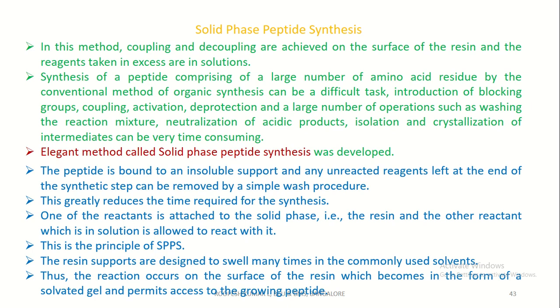The resin supports are designed to swell many times in commonly used solvents. That is, the resin is developed in such a way that it swells, so the surface area of the resin increases. Thus, the reaction occurs on the surface of the resin, which becomes a solvated gel and permits access to the growing peptide. That is, it permits you to extend the chain of the peptide by as many amino acids as you wish.